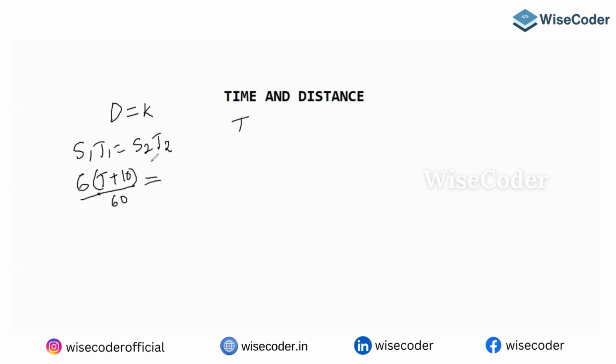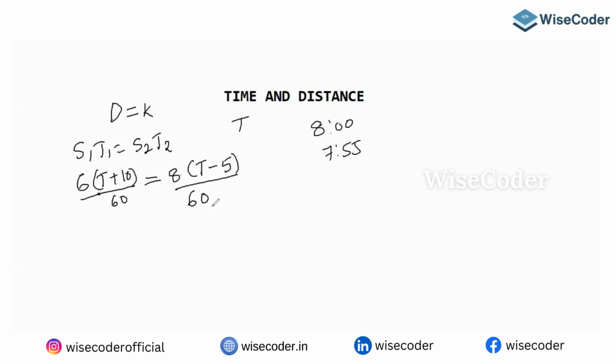Next, in the second case, he is going at 8 km per hour. Now he is reaching his office 5 minutes early, which means T minus 5. If your college is at 8 o'clock and you go 5 minutes early, you will reach at 7:55, so minus 5 only. Again, this is in kilometer per hour, so you have to divide by 60. Finally, what is being asked is the distance.